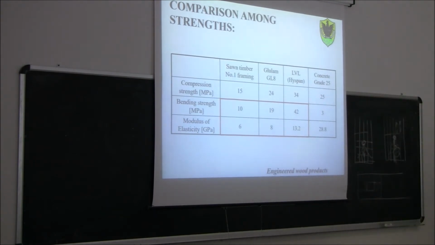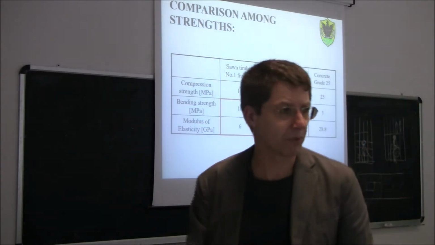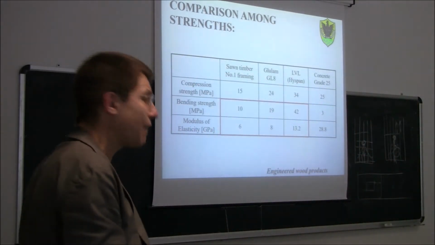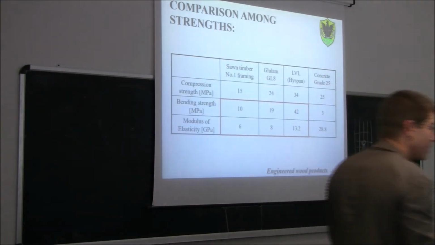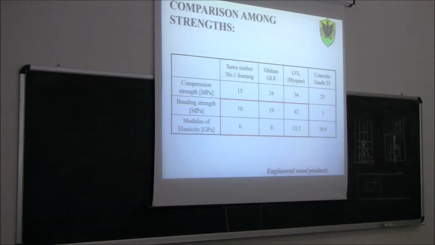The Young modulus does not improve as much as the bending strength. So 6, 8, 13. So more or less, from solid timber to LVL, you can double up the Young modulus, but you can increase by 4 times the strength. In fact, one of the problems with LVL is that very often the design is not governed by strength, but it's almost always governed by serviceability instead. So excessive deflection, or sometimes problems with flexural torsional buckling, or just flexural buckling.